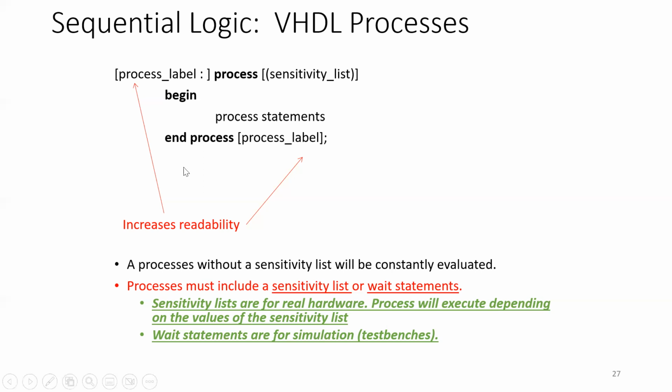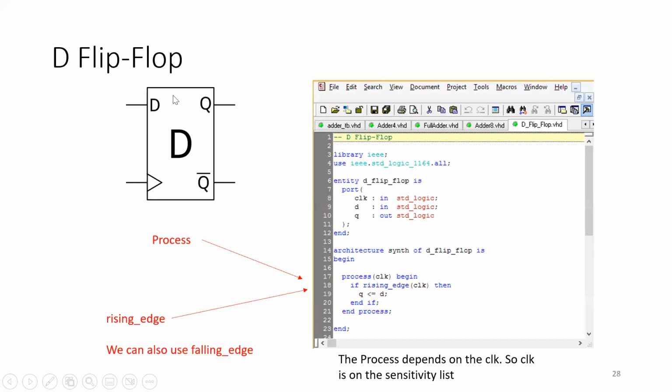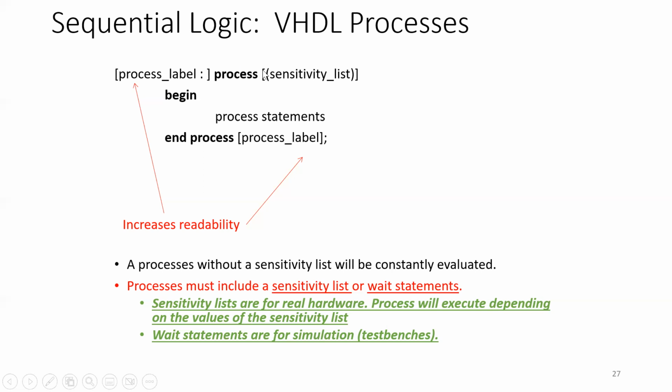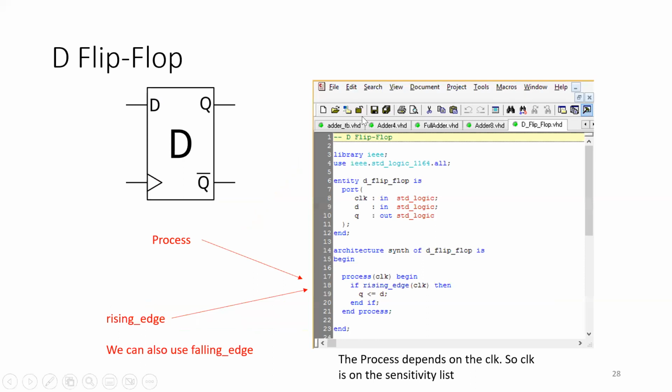So in my process, which is a group of statements started by begin and ending by the process name, here I put the name, and this will be the process, and that is the sensitivity list. What triggers the process? Let's see the example. It will be more clear than this one.